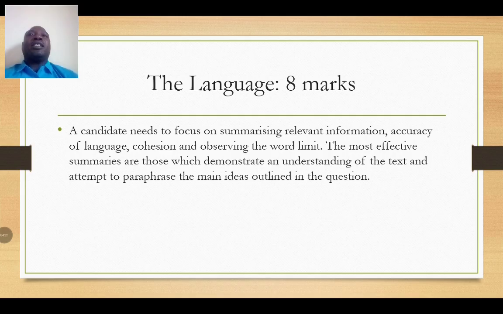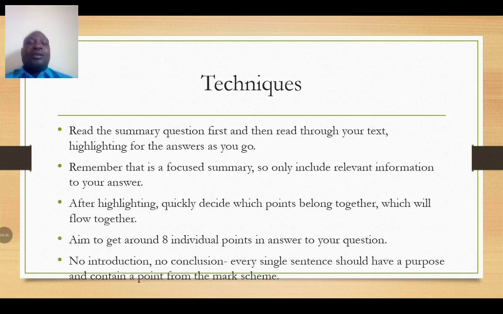What do we mean by cohesion? Cohesion means using linking words like furthermore, in addition, moreover, however, etc. What other techniques should you use? The most effective summaries are those which demonstrate an understanding of the text by paraphrasing the main ideas outlined in the question. What do we mean by paraphrase? Paraphrase means using your own words. So please try not to use the same words as in the original text. Try to use your own words.